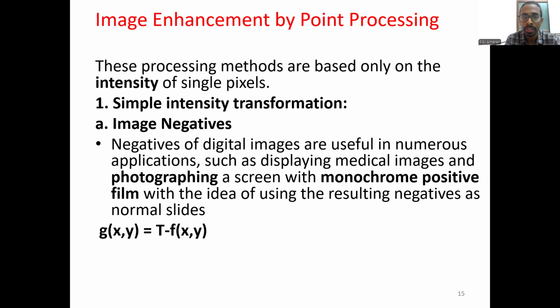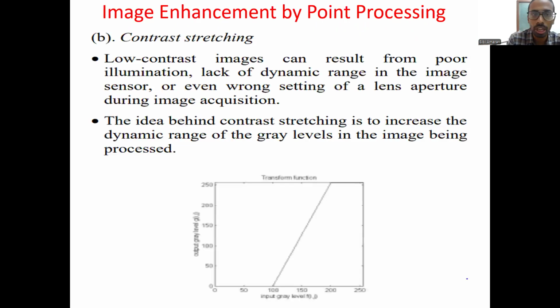The formula for that is: I take the original image and convert it into an image negative. For that, T minus f of x comma y. T represents the transform function. This f of x comma y is represented as the original image. By applying the transform function, I'm converting the original image into an image negative. So g of x comma y equals T minus f of x comma y. This formula is used to convert the original image into the image negative. So this is going to happen like this.